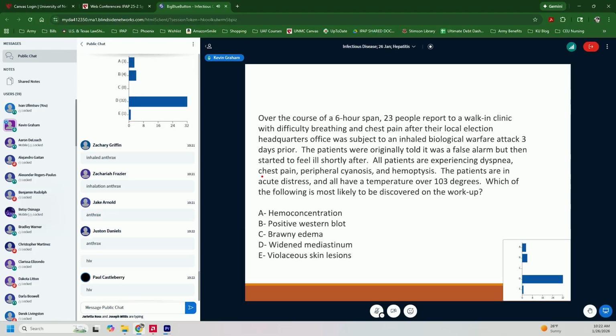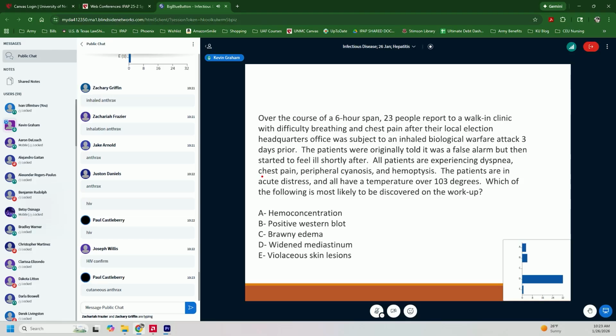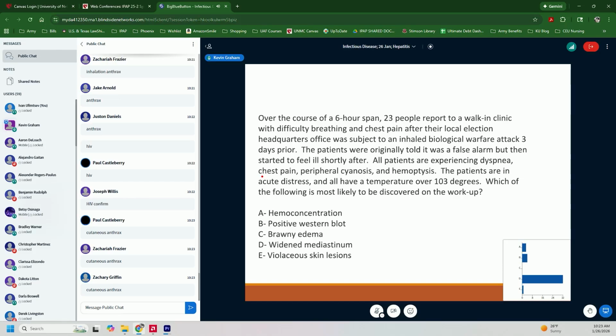Yep. Brawny edema, that's a physical exam finding. What condition would we potentially see that big, beefy, red, sharply demarcated brawny edema? Anthrax. All right, Paul, good job.